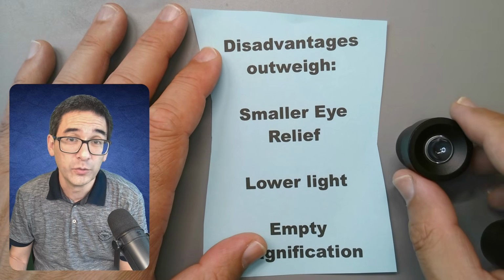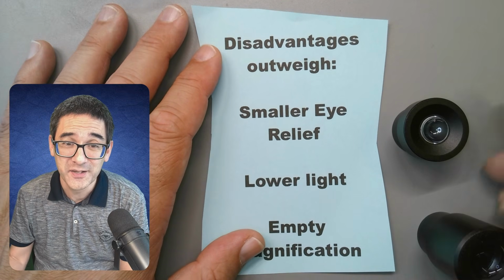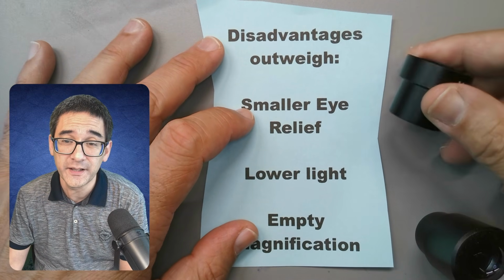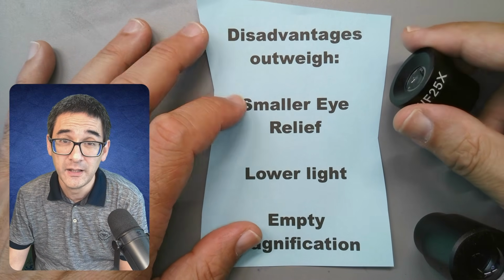Now there are of course a whole range of disadvantages as well, and I would say one of the bigger ones is of course the smaller eye relief that those 25 times eyepieces have. What does this mean?